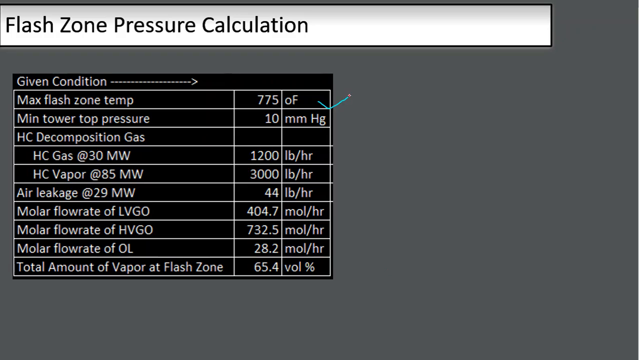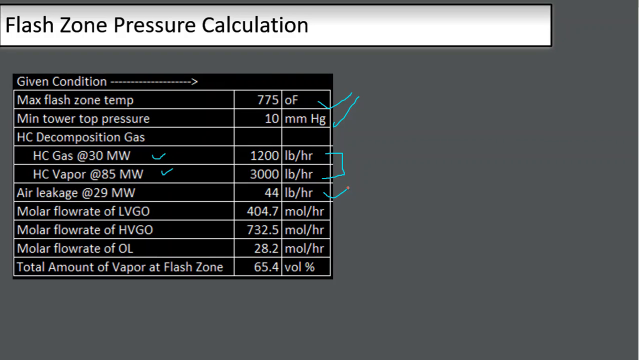The maximum temperature is given here, 725 degrees Fahrenheit. That is important, because we require it. Then the minimum tower top pressure is 10 mmHg, that is the minimum possible pressure at the top of the column. Then these are the two decomposition gases. We have discussed the concept of decomposition gases. Their molecular weights are given here. Air leakage, we have assumed this amount of air leakage.